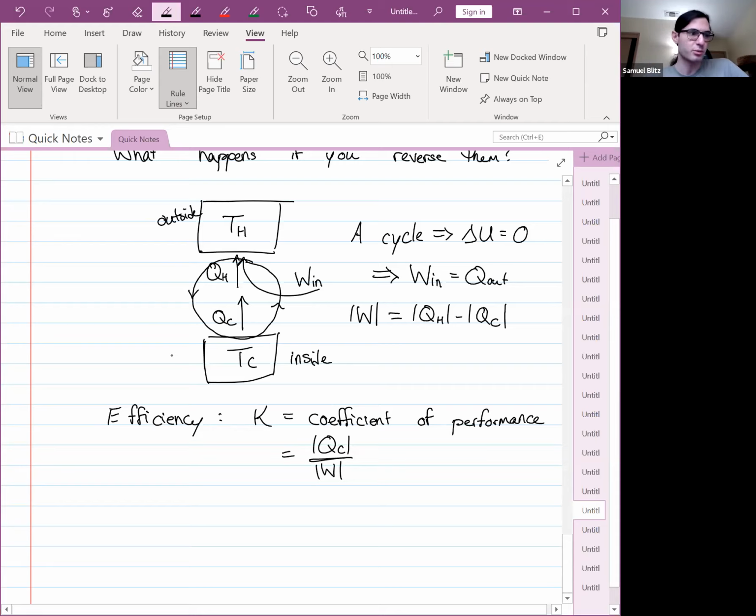And there's no energy conservation breaking there, because the work isn't the thing that you're moving. The work is just allowing you to move the heat. Hopefully that makes sense.